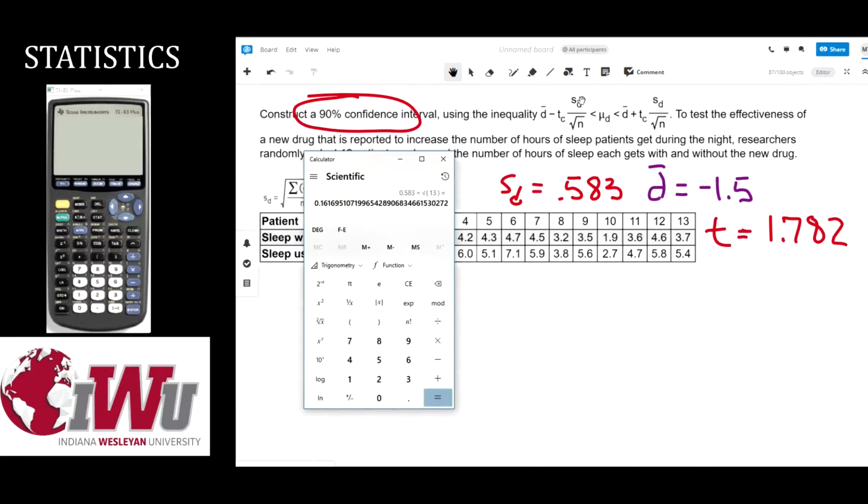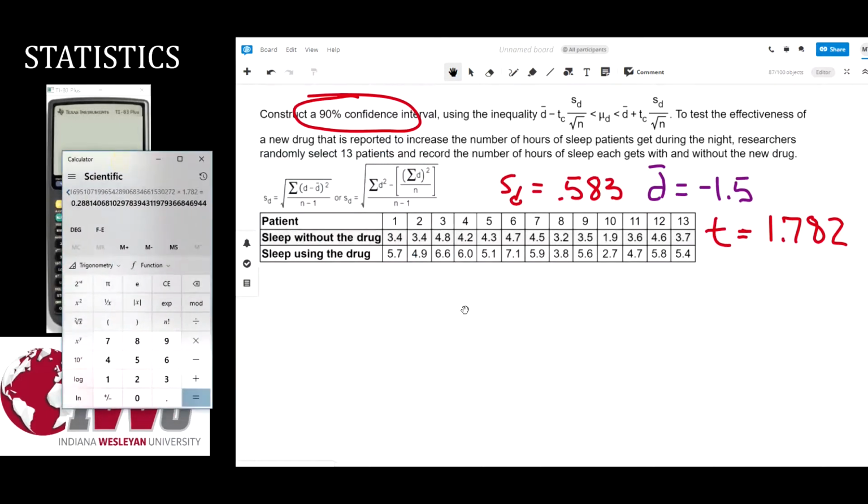So we have this piece here, the SD divided by the square root of n, and let's go ahead and multiply by the t, because remember, this is going to be the exact same on both sides. We're just going to add or subtract it. So let's times that by the 1.782, and there it is. So 0.2881.